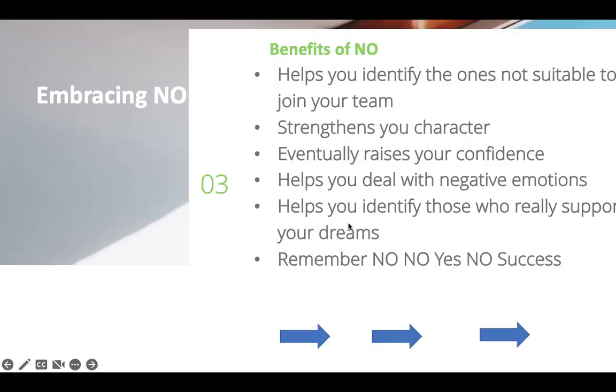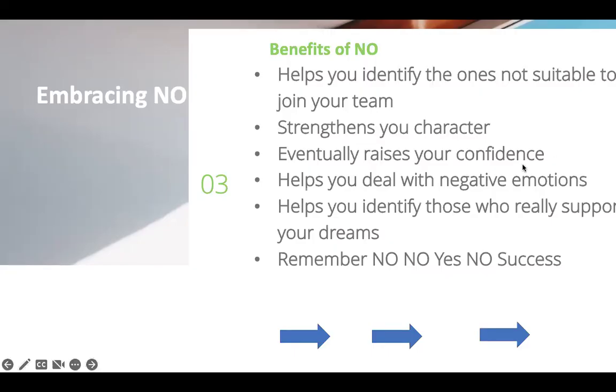And then the no also helps you to identify those who really support your dreams. Because not everybody will support your dream. Not everybody wants to be left behind. There's a principle called the crab mentality. If you take a number of crabs and put them in a bucket, when one of them is trying to crawl out, the other ones pull it back. That is what happens in life. When you have dreams and you want to grow, you want to be successful, the people who don't have dreams will discourage you from going after your dreams.